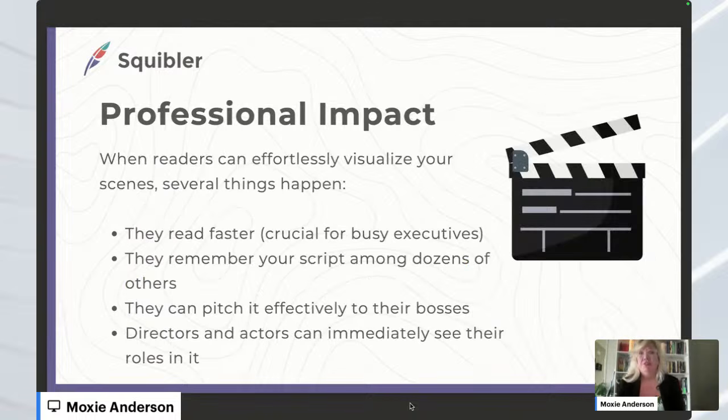There is a huge professional impact when you focus on writing visually as well, because several things can happen. Your reader is going to be able to read faster, and that's really, really crucial for busy executives and producers. They're going to remember your script if there are visual elements that stick out to them. They can also pitch it effectively to their bosses. Directors and actors can immediately see their roles in it when you've written for what they're going to be doing or directing on the screen.